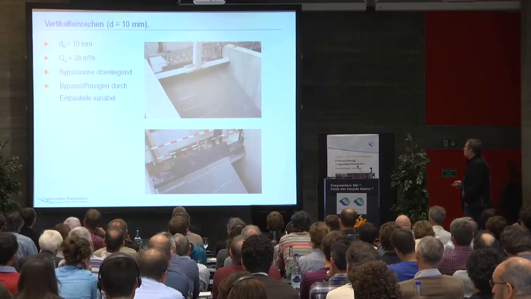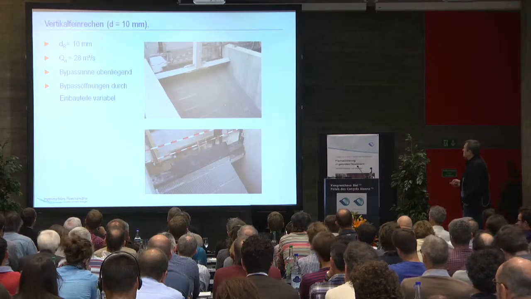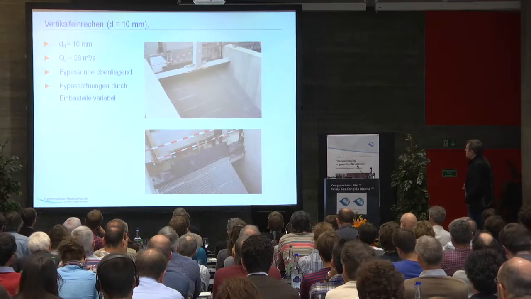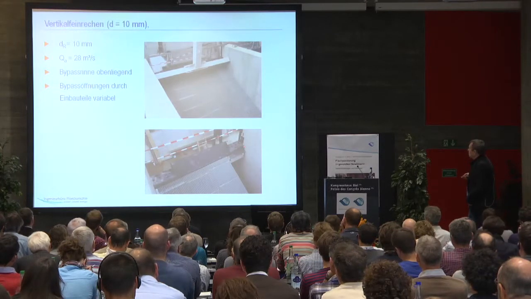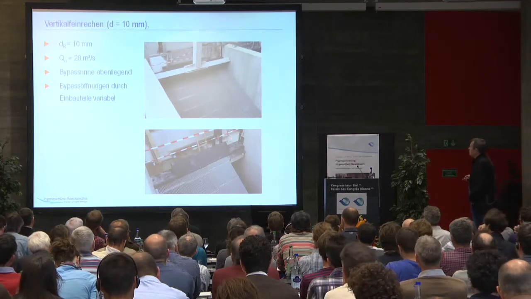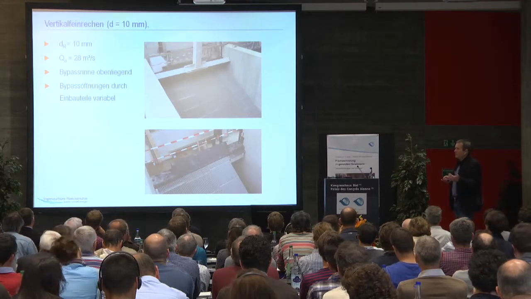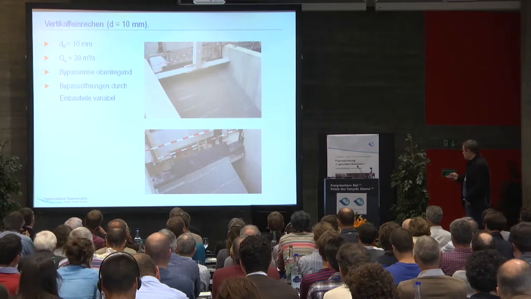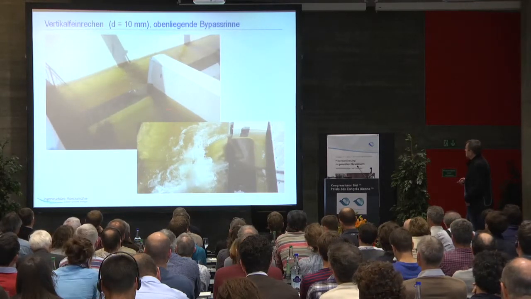Another example for this design with a vertical fine screen and a bypass channel close to the surface is this hydroelectric power station. We have a bypass on the side, the bypass opening directly over the screen fields on the right and left side, and the pictures show this facility still under construction. Later on, after the construction, they had to adjust the fine screens a little to improve the flow.